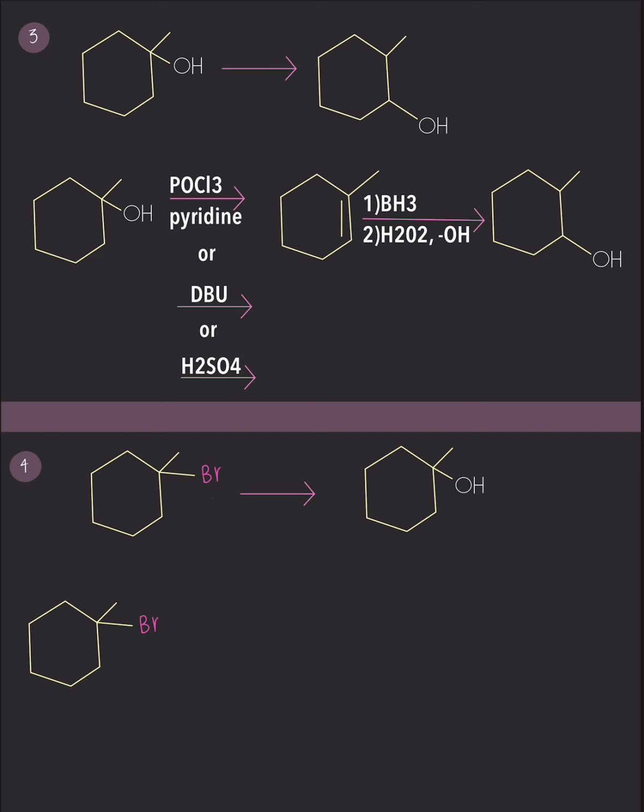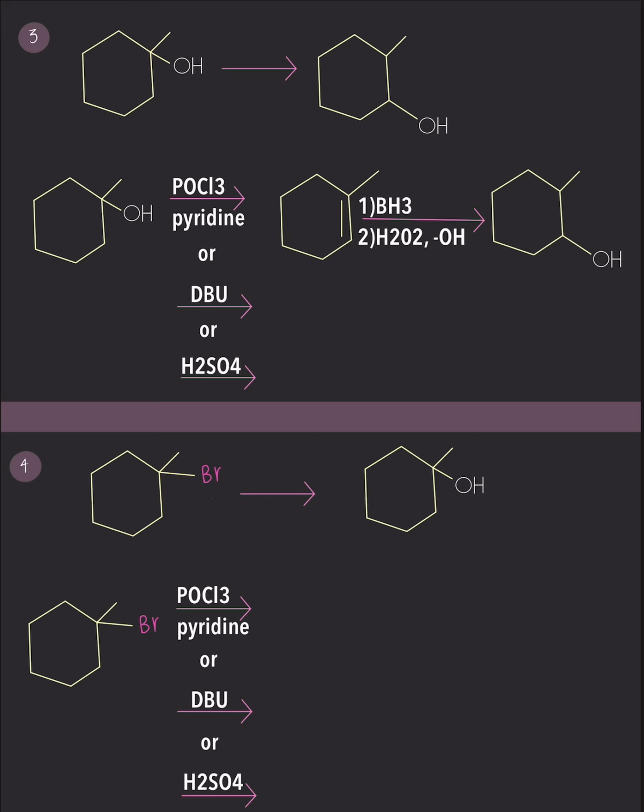Well, what about number 4? Well, again, I can make an alkene of some sort. And then when I have my alkene, I could do oxymercuration, and I could have my OH on the most substituted carbon.